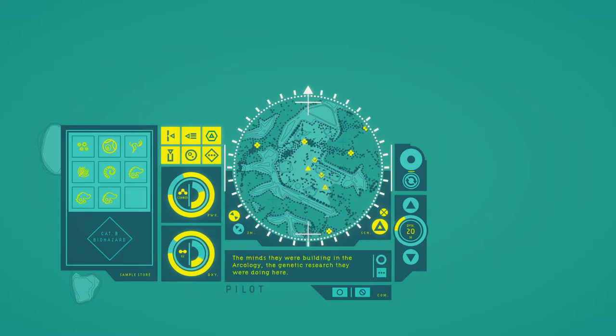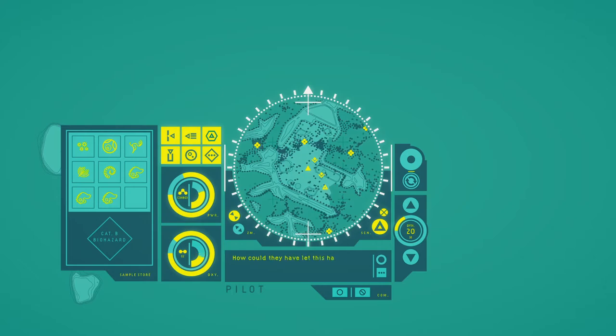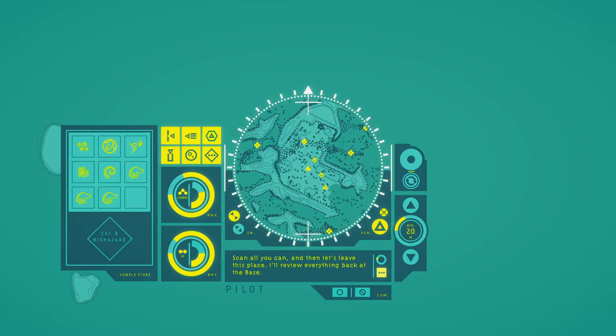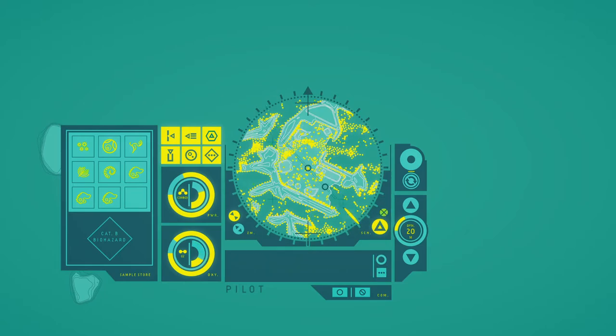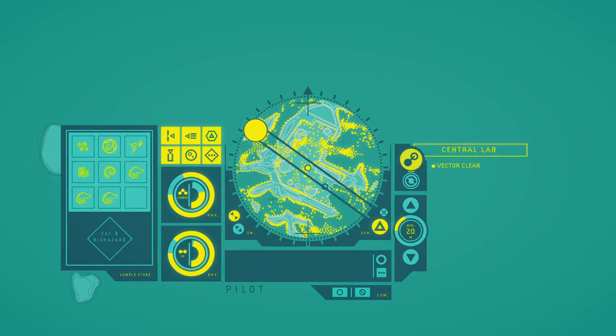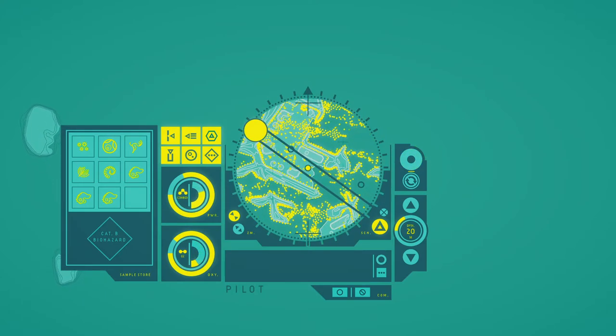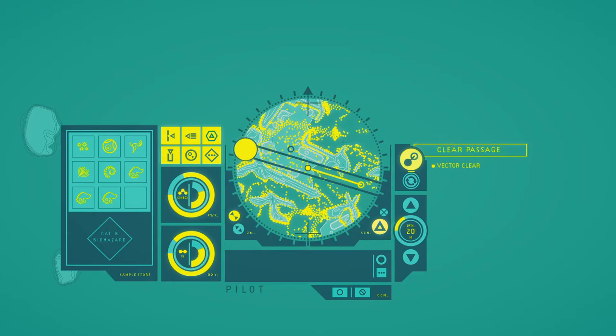The mines they were building in the archaeology, the genetic research they were doing here. They were all working towards something, something bigger than just a lab. How could they have let this happen? These biologists, our first contact turned into a resource grab. Scan all you can and then let's leave this place. I'll review everything back at the base. It won't be long before the colony eats this place away once and for all. Maybe for the best. Surely for the best.